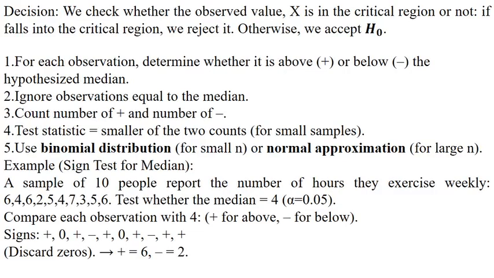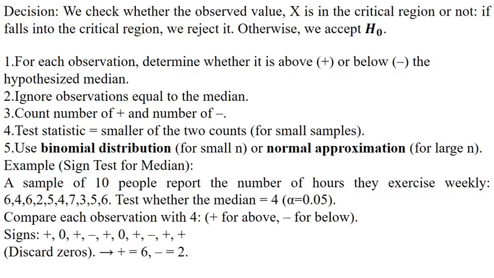Please take note, we are considering the sign. 3 minus 4 gives us negative 1, so we take the minus. 5 minus 4 gives us positive 1. It's positive, we consider the sign. Then 6 minus 4 gives us positive 2, so that one too will be plus. So the signs are: plus, 0, plus, minus, plus, 0, plus, minus, plus, plus.